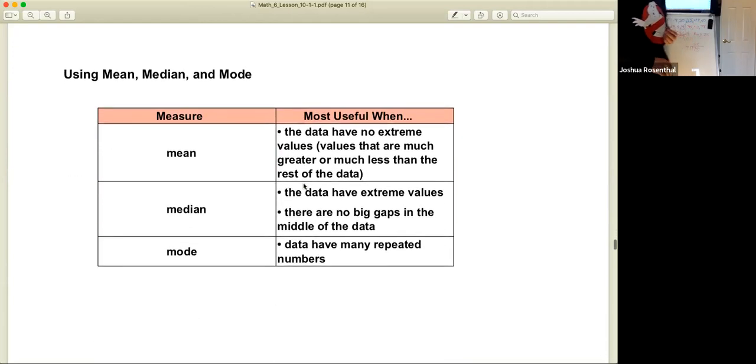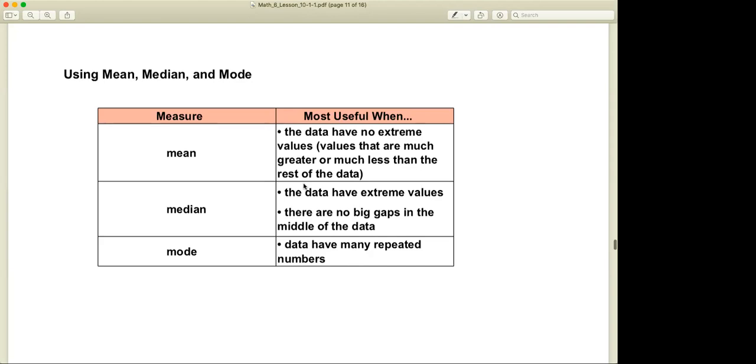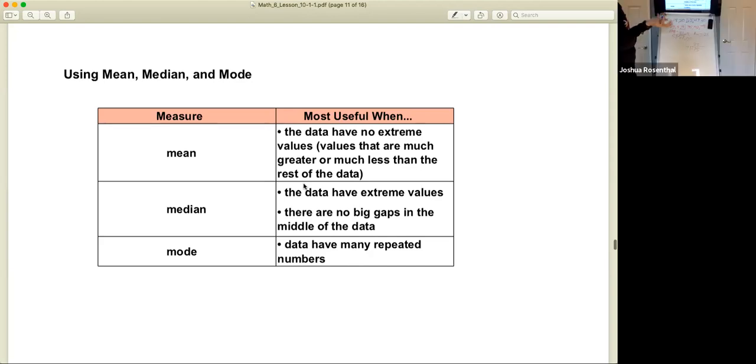Okay, so look at what this suggests. I'll bring it up over here as well. This says the mean, when is it most useful? When the data have no extreme values. Remember, what did I call those? Outliers. If they don't have outliers, the mean is good. Values that are much greater or much less are the outliers. This is not a rule that you always have to follow. It's just something to look out for.